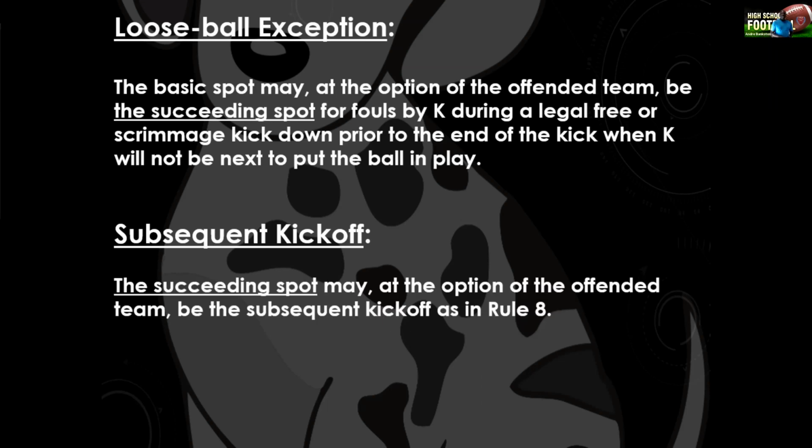The next one is on a subsequent kickoff. The succeeding spot may, at the option of the offended team, be the subsequent kickoff, as in Rule 8, which is talking about scoring, right? So there's a foul on the scoring play by B. A can say, we want to take it at the kickoff or on a try. All right, so all those things are succeeding spot exceptions, because although, let's say they score a touchdown and B fouls during a pass play, by rule it's going to be a previous spot foul.